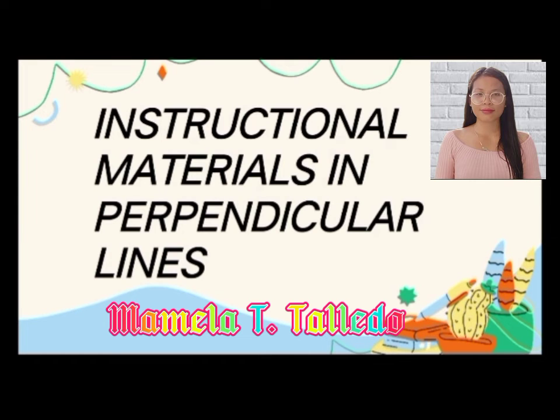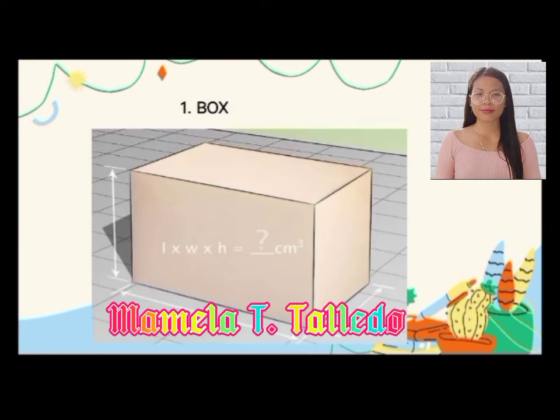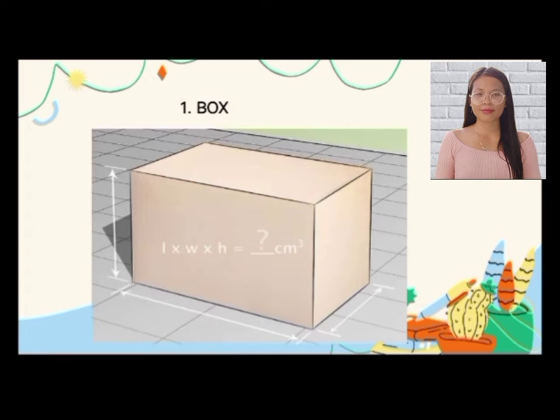Now let us move forward to the instructional materials and perpendicular lines. First, we have the box. We all know that a box has equal sides, and its edges form a 90-degree angle. That's why we can represent a box as perpendicular lines.